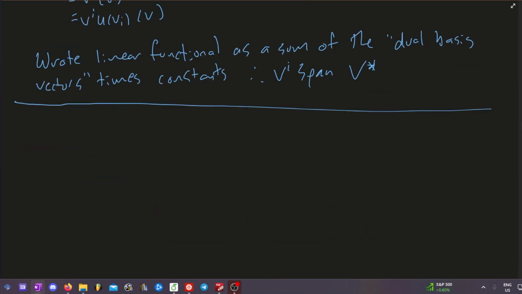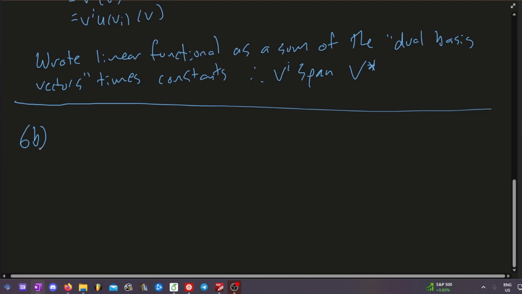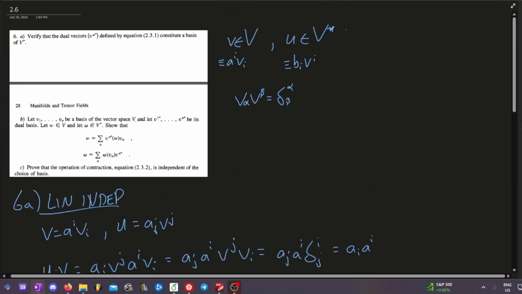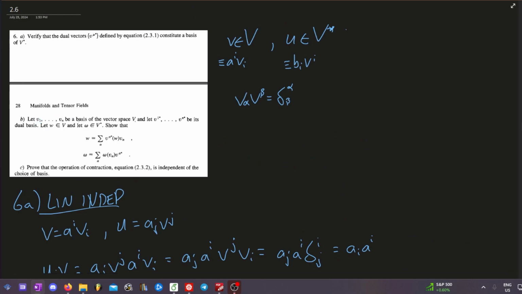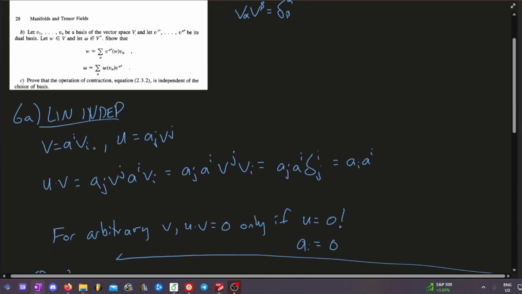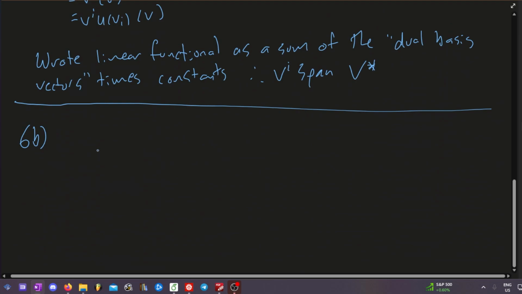Okay, now for part B of the same problem, Wald wants us to take these with the lower indices to be the basis for the vector space V, the v's with the upper indices, I've been omitting the stars, to be the dual basis, letting w belong to V, omega belonging to V star, and showing that we can write omega and w as these two expressions here. So remember, w belongs to V, and omega belongs to V star.